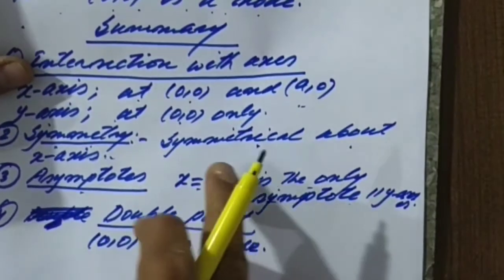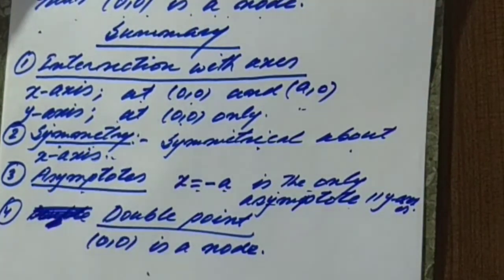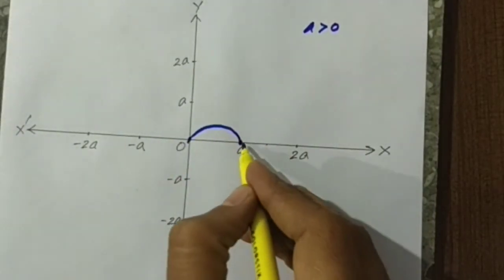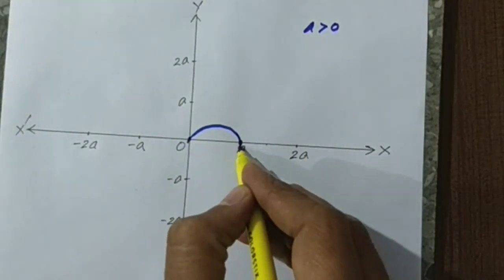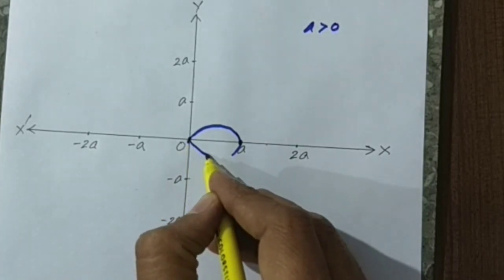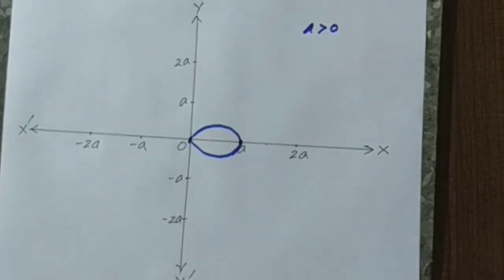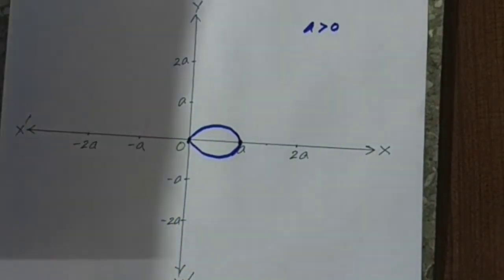Second is the symmetry. It is symmetrical about the x-axis, so the curve below the x-axis is the same as above the x-axis. So by symmetry we may trace the same part of the curve below the x-axis. So this much part is clear.